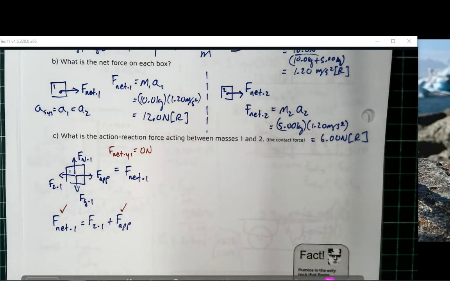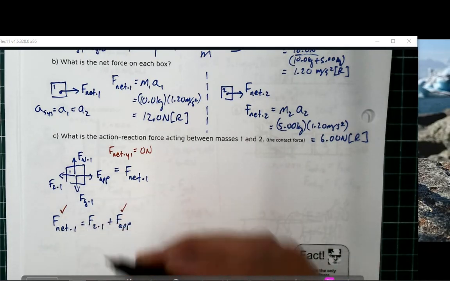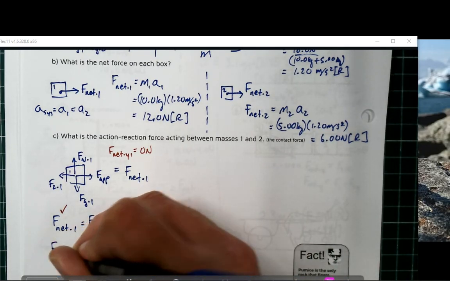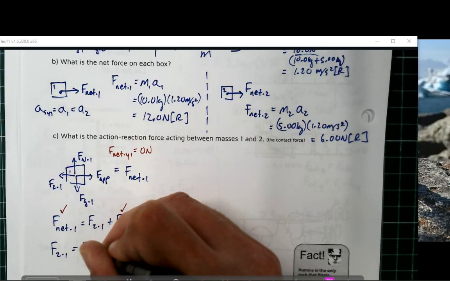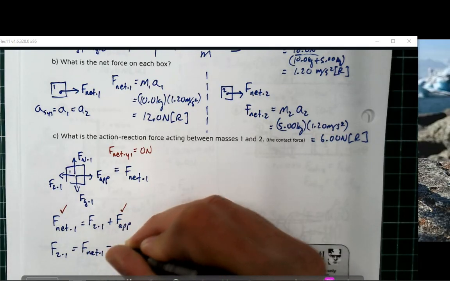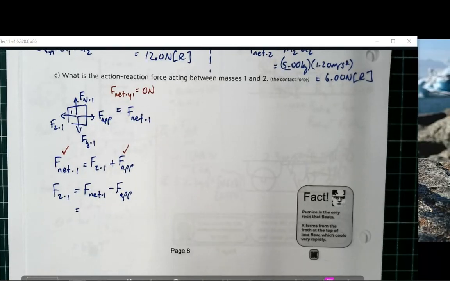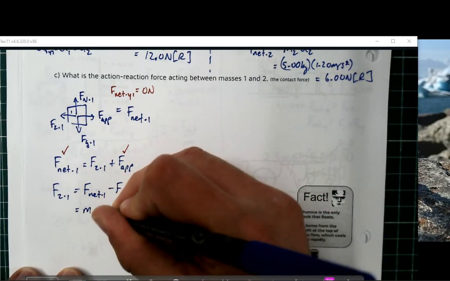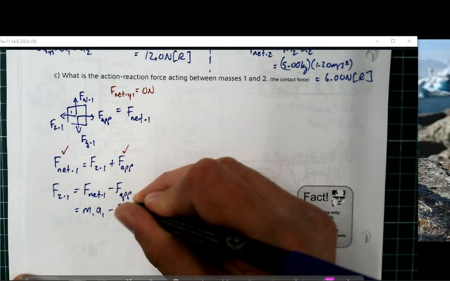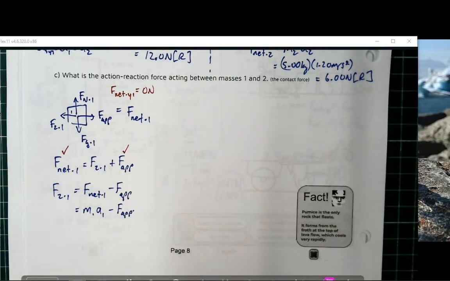And now I have a linear equation where I can calculate force of 2 acting on 1. This is beautiful, right? So I can say, okay, no problem. I'm going to isolate force of 2 acting on 1. Force of 2 acting on 1 is going to be F net 1 minus F applied. And now that I've isolated the thing I'm trying to find, I can just start plugging in the values that I already know. Now, if I hadn't previously calculated this, I would put in mass 1 times acceleration 1 minus the F applied. I could do stuff like that.